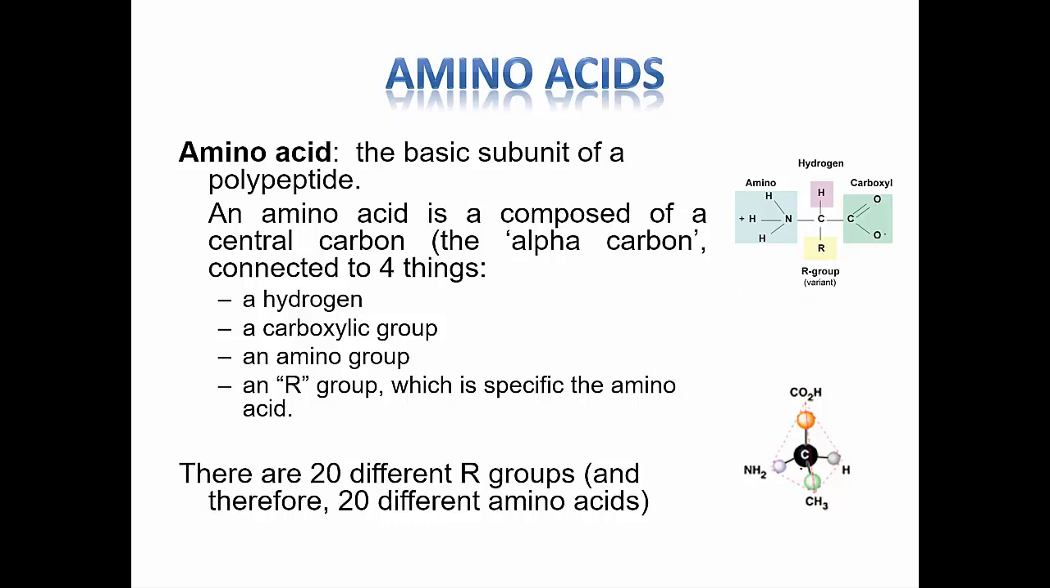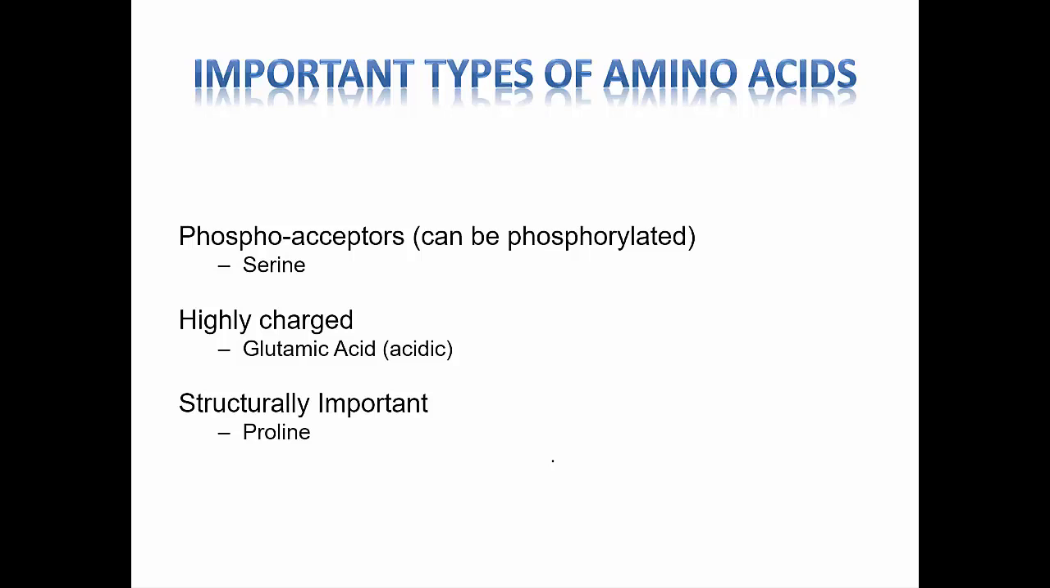So there's your amino acid. And in this case, you recognize that's the carboxylic group, that's the amino group, and this is the functional group. So this is just a carbon with some hydrogens on it. So there's different kinds of amino acids. There's basically phosphoacceptors, which means you can stick a phosphate group on it. That's important when we talk about cell signaling much later.